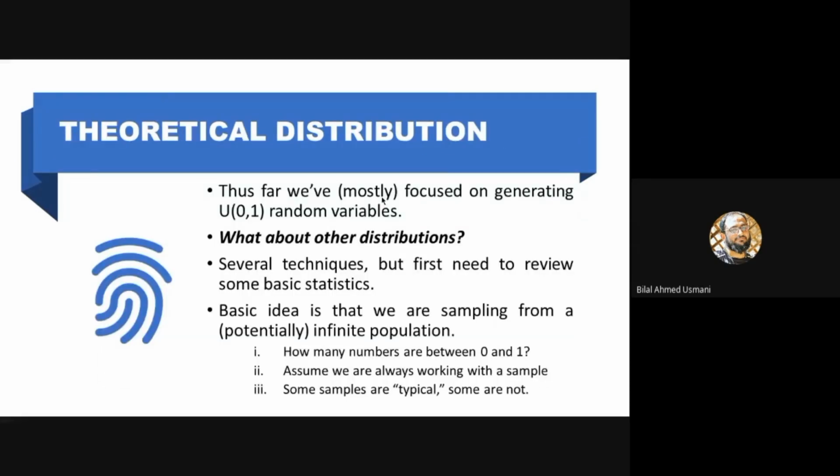Thus far, we mostly focused on generating random variables. So far, mostly we use RAND, equals RAND with the parenthesis left open in Excel, to generate uniform distribution random variables. But what about other distributions? There can be several techniques.